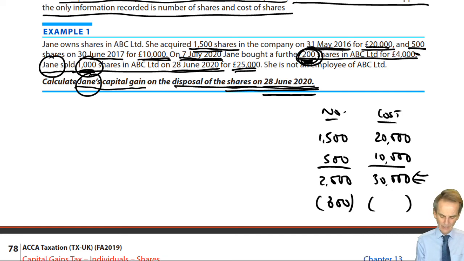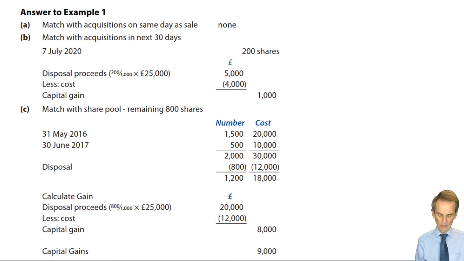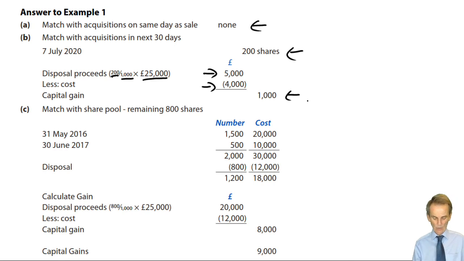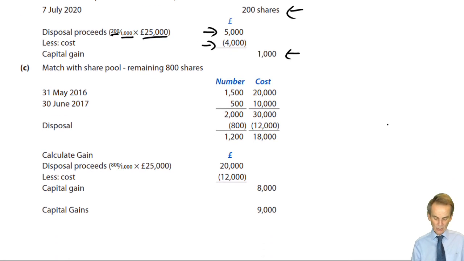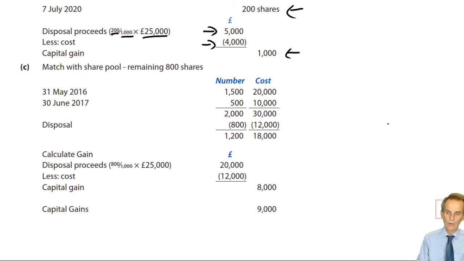I'm sure by now you've looked at the answer to that, but let's just see what's going on here. We know, as it says there, matching acquisitions on the same day as sale, there weren't any. There were those shares bought in the following 30 days, 200. That's the first 200 out of 1,000 shares sold for total proceeds of £25,000. That therefore will be £5,000 worth of those sales proceeds. What is the cost? The given figure within the question, that was a cost of £4,000, so we've got ourselves a gain of £1,000. That's 200 out of the 1,000 shares sold.